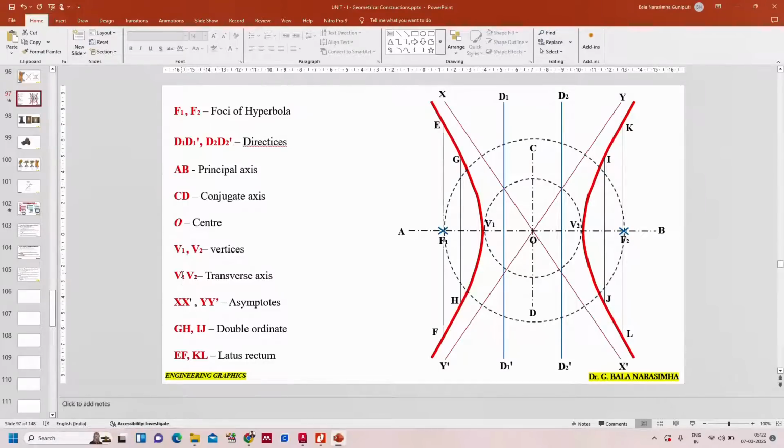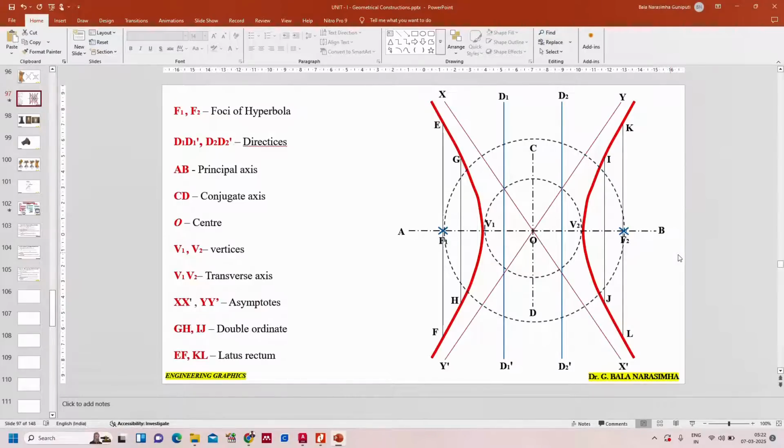And now the main point: V1V2 is the transverse axis. The distance from this vertex to this vertex is known as the transverse axis. Please remember, AB is called the principal axis, whereas the distance between the vertex V1 of this hyperbola and the vertex of this hyperbola is called the transverse axis. The axis which is perpendicular to the transverse axis is called the conjugate axis, that is CD. So hope now we got an idea what is double ordinate and what is transverse axis.